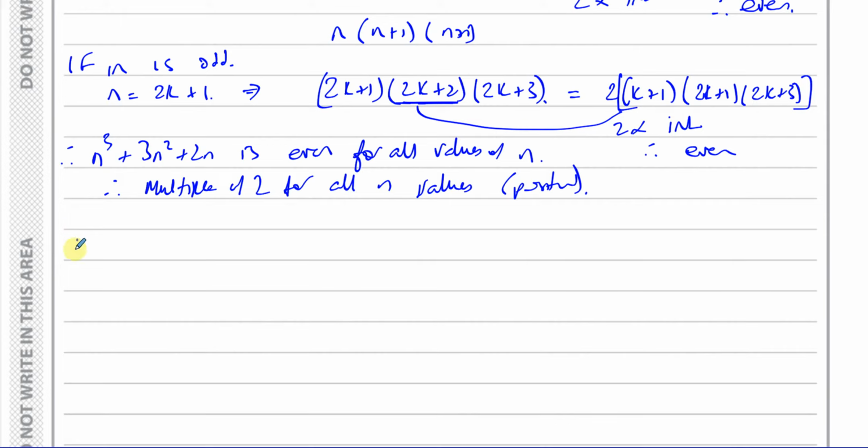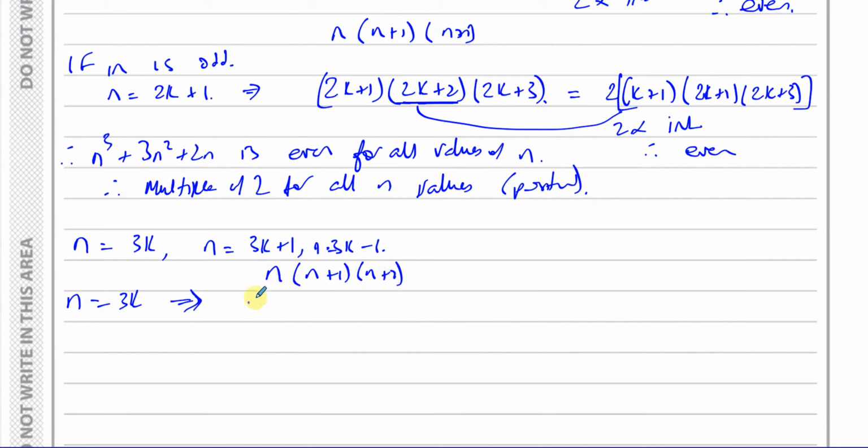Now let's prove it when n equals 3k, n equals 3k plus 1, and n equals 3k minus 1. That will basically include every number that exists. Every number is either a multiple of 3, or one more than a multiple of 3, or one less than a multiple of 3. So let's put n equals 3k into here and see what we get. This will help us determine if it's a multiple of 3. Remember, we have n times n plus 1 times n plus 2. So when we put in 3k, this becomes very simple: 3k times 3k plus 1 times 3k plus 2. We can see that this is 3 times an integer.